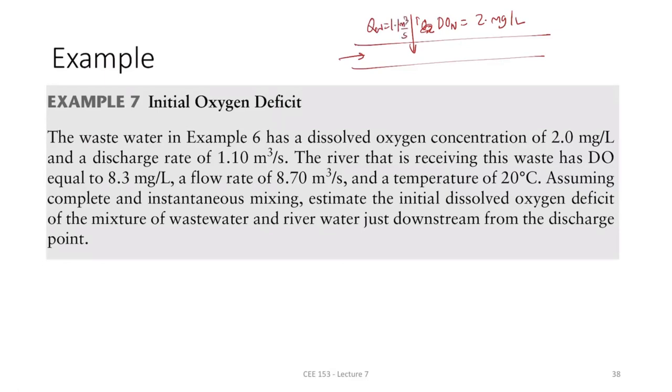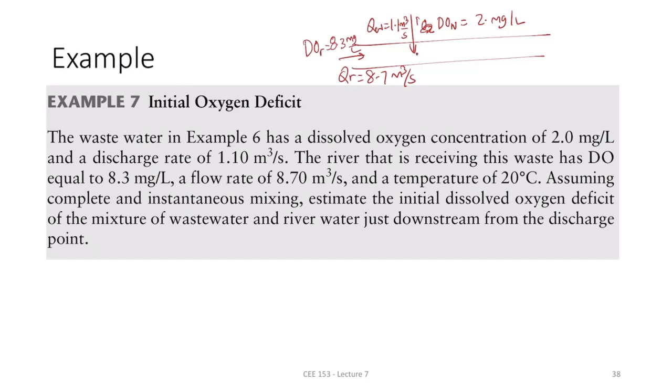And then you have a river. The river flow rate is 8.7 meter cube per second, and the river DO is 8.3 milligram per liter. Temperature is 20. Assuming complete and instantaneous mixing, estimate the initial dissolved oxygen deficit of the mixture of wastewater and river water just downstream from the discharge point.